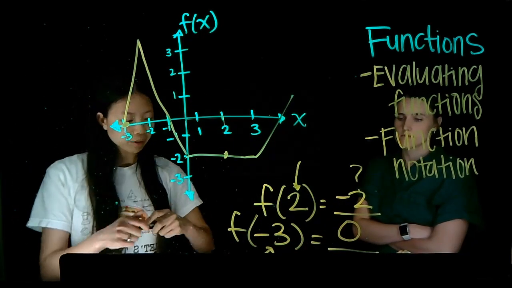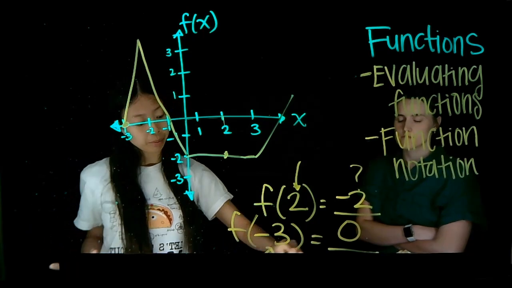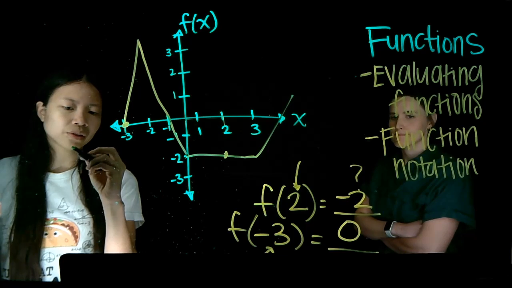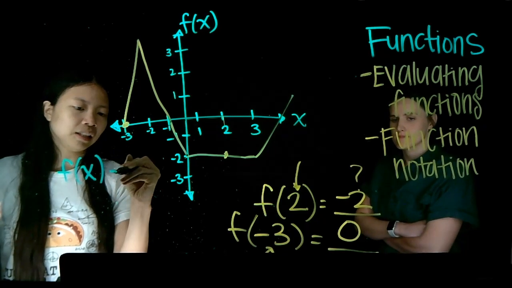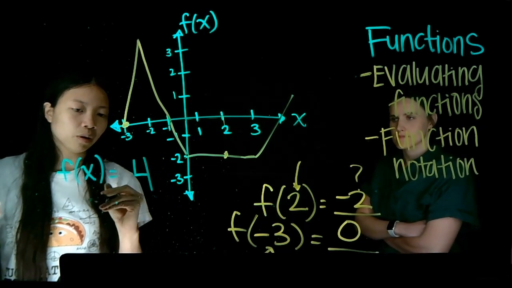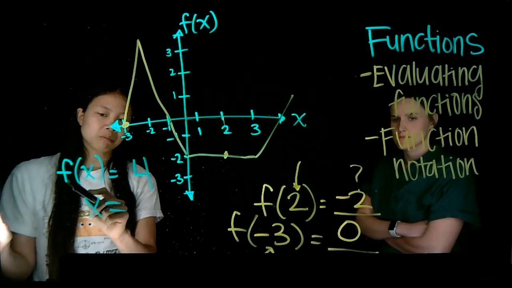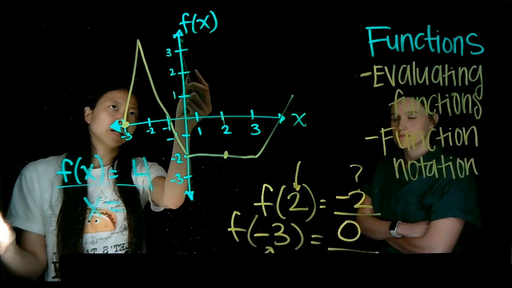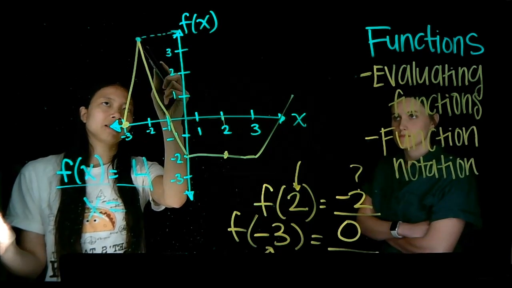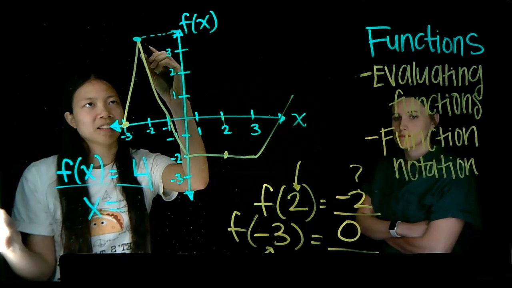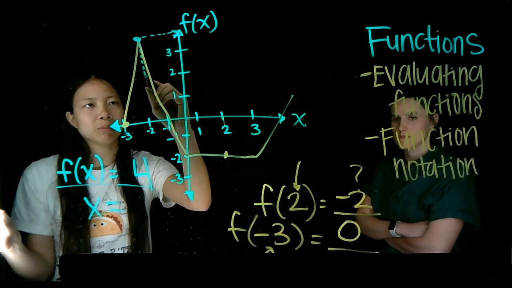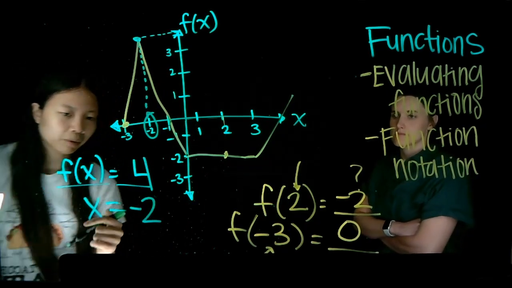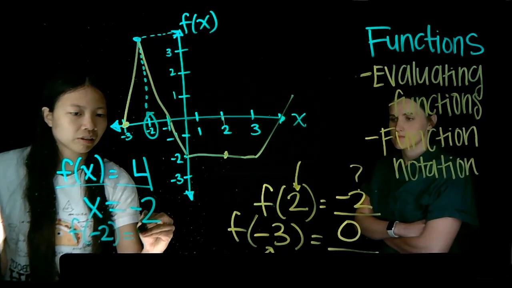All right, we can also flip the script. What if they give us the output and they want us to find what the input is? What output gives us 4? So f of x equals 4, and they want to know what is our x value. This is telling me my output is 4, so I want to look at my y values, my outputs. Okay, 4 is up here, and it looks like this is 4. Sorry, we're a little crooked on here. That's okay. And then my input that gives me that is -2. So that means x would have to equal -2. If we were to plug it back in, we would say putting in -2 gives us 4.